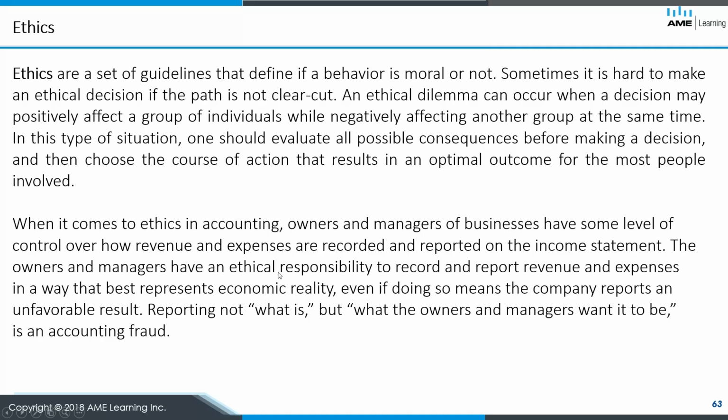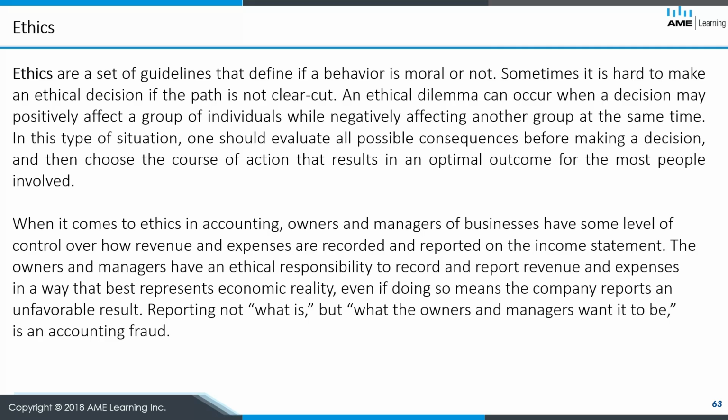And those owners and managers have an ethical responsibility to make sure that the accounting and the reporting is done in a way that best represents economic reality, even if doing that sometimes means that there could be some unfavorable outcomes. This has occurred in the past. You might have heard of some accounting fraud situations, or business fraud, white collar fraud they call it sometimes, where a business might be lying about something in order to get some type of favorable result.